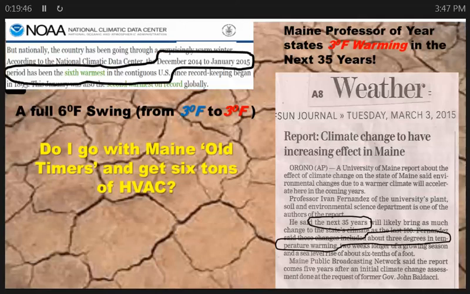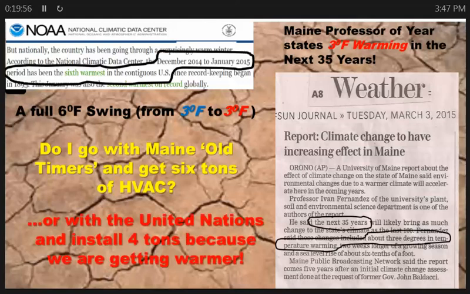Do I go with the old timers on this furnace and go with a 6 ton? Or do I go with the United Nations and the professor and those who say that things are getting warmer?